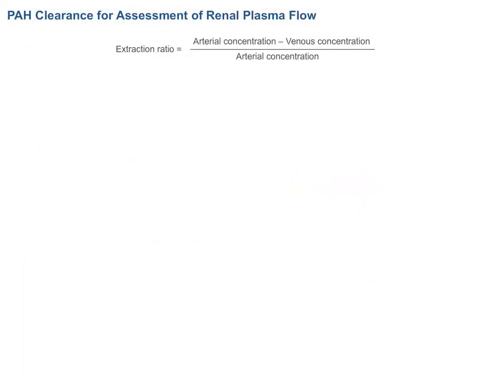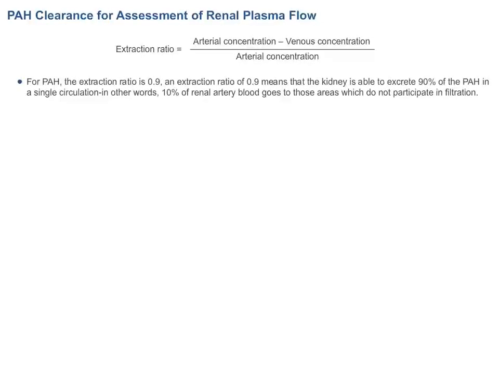Extraction ratio equals arterial concentration minus venous concentration, divided by arterial concentration. For PAH, the extraction ratio is 0.9. An extraction ratio of 0.9 means that the kidney is able to excrete 90% of the PAH in a single circulation. In other words, 10% of renal artery blood goes to those areas which do not participate in filtration.